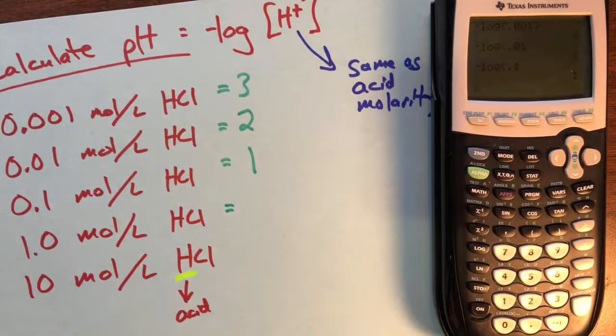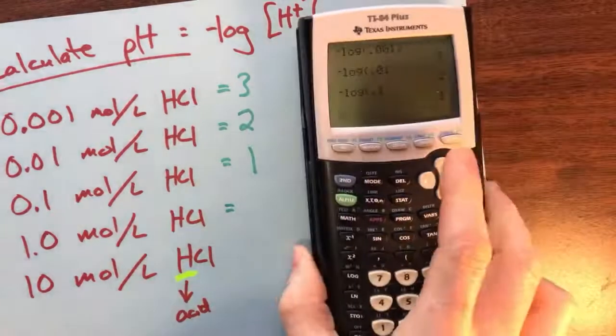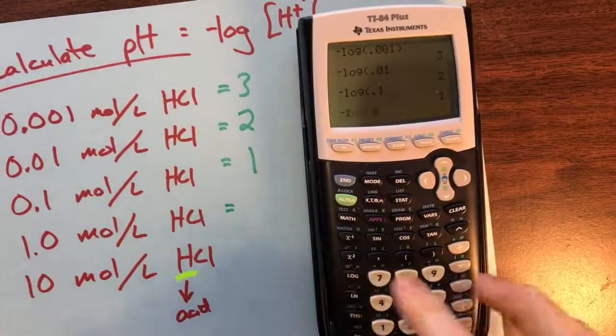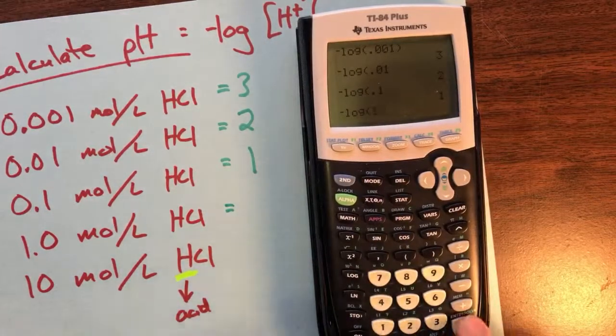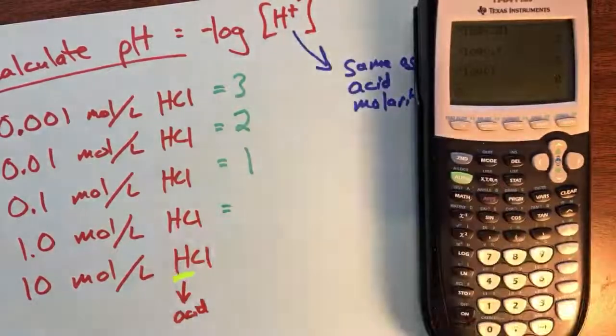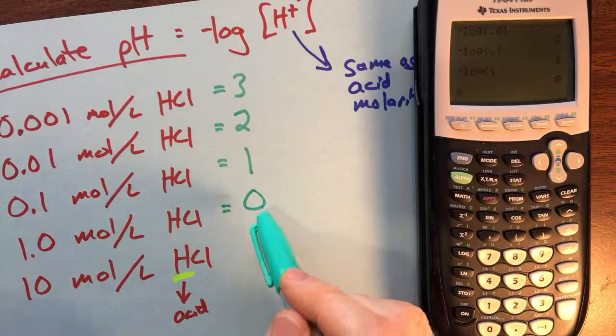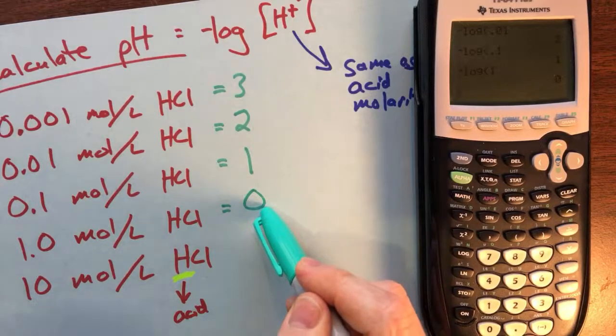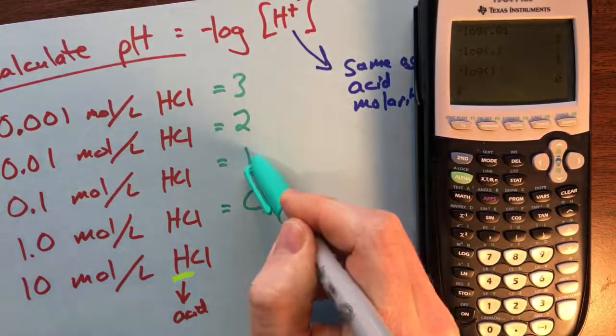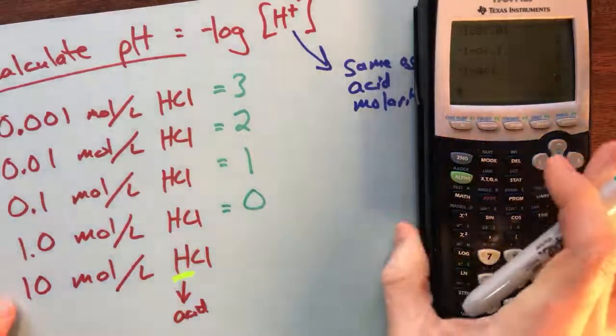All right? How about the next one? 1. The log of 1 is what? Let's try it out. Negative log of 1 is 0. So we have a pH of 0 in this case. Can you have a pH of 0? Yes, most definitely. And the pH of 0 is 10 times as acidic as a pH of 1 because there's 10 times as much stuff in there.